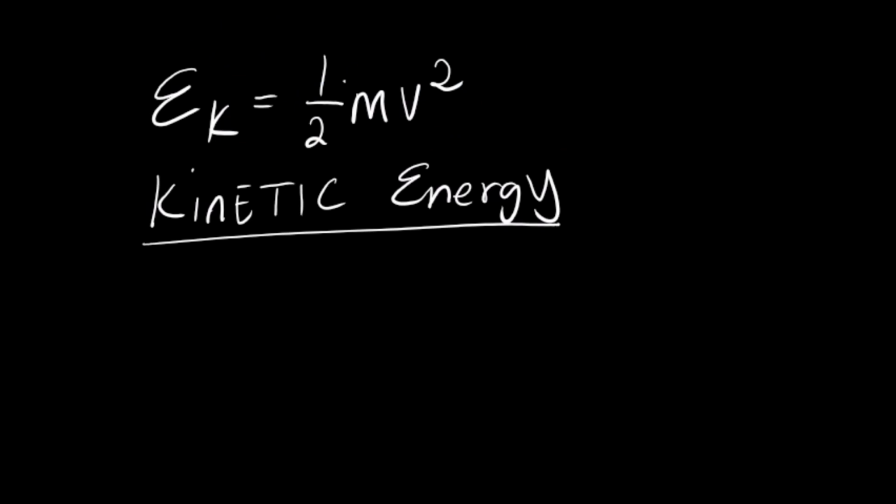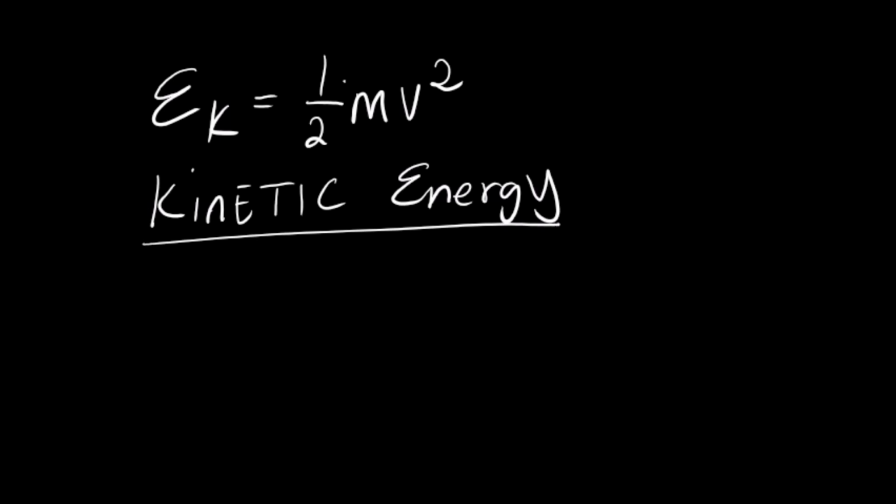Kinetic energy. Kinetic energy is the energy that the object has due to its state of motion. So it simply means, in order for us to talk about kinetic energy on an object, the object must be in motion. If it's stationary, the kinetic energy is 0.